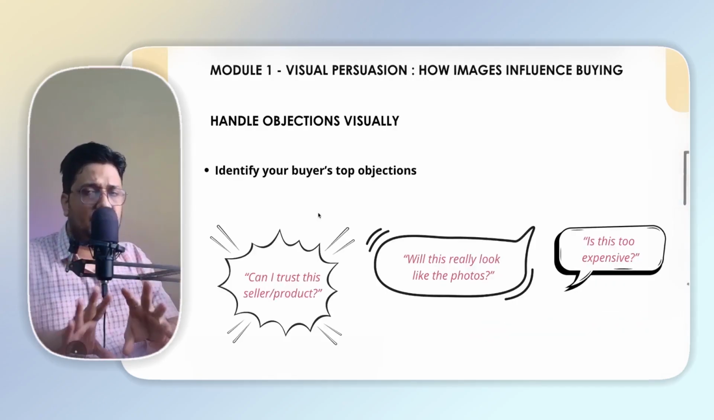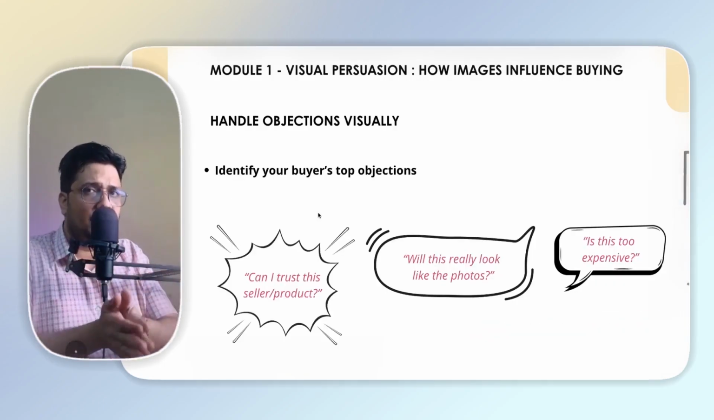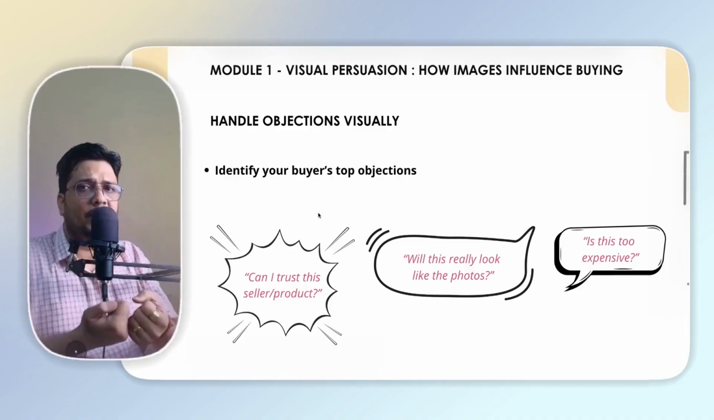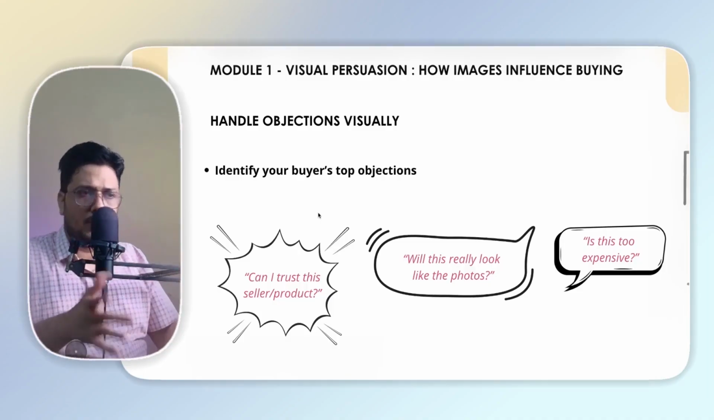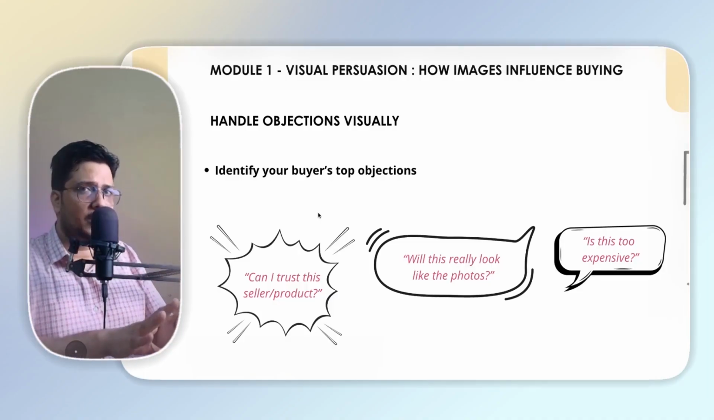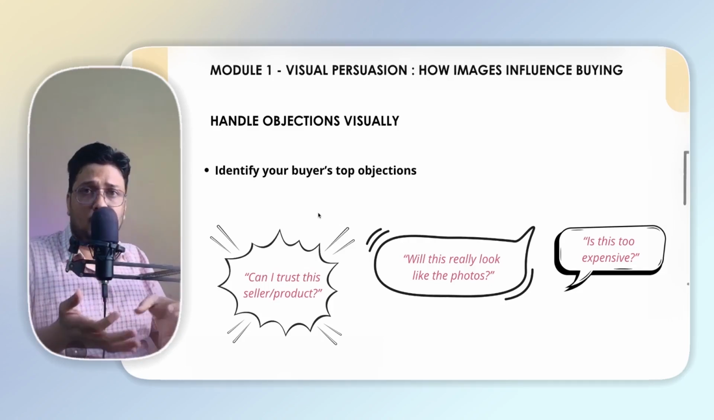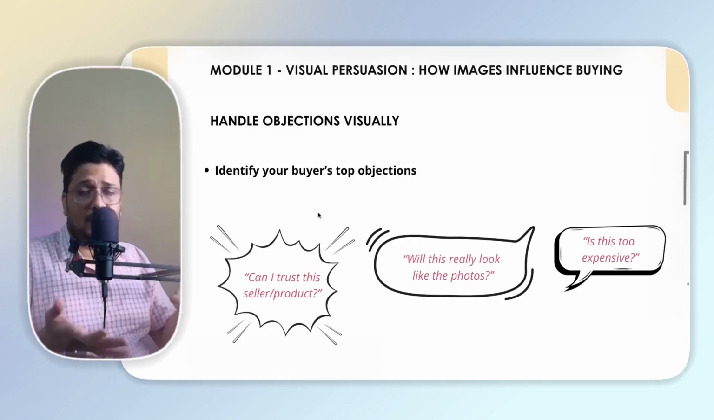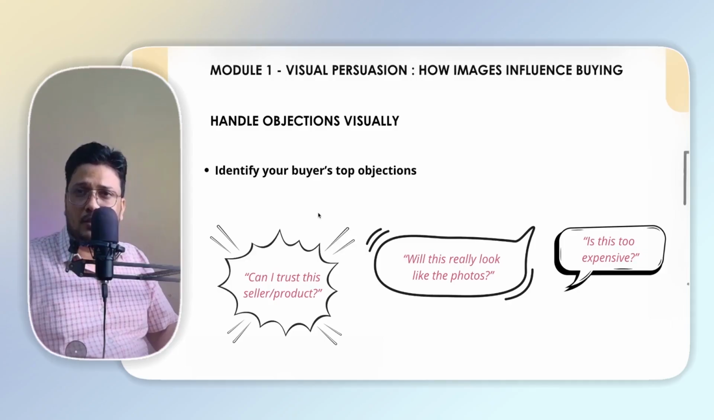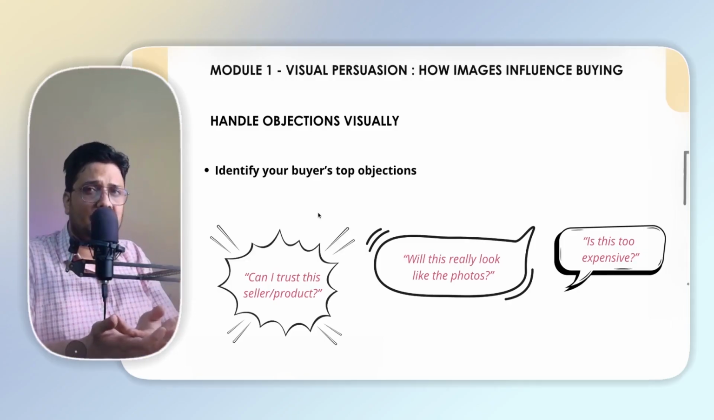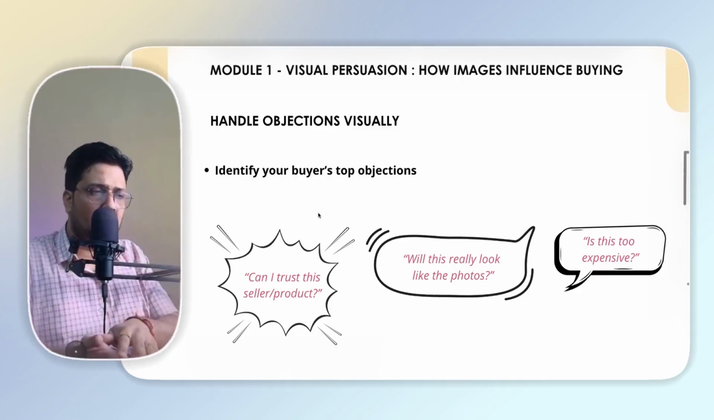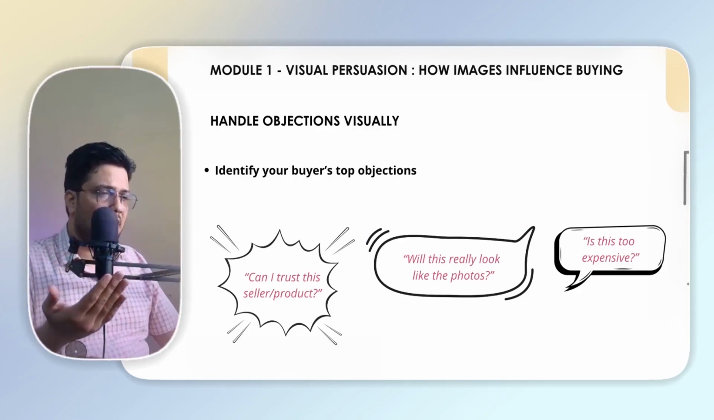Now let us take some examples of how to handle objections visually. First you need to identify the top objections. These are some common objections that a user has. Can I trust this product or the seller? Will this look really like the photos? And isn't this too expensive? If you did the ChatGPT exercise, I think you'll have detailed objections related to your niche. Let me show you some examples of how to address them.